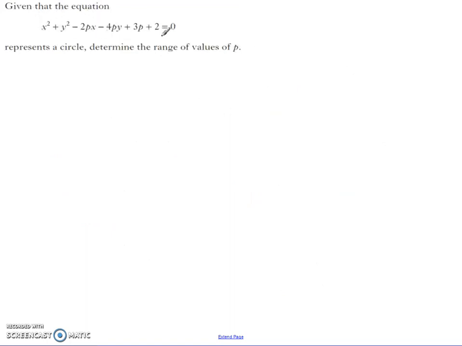Second question: given that this represents a circle, determine the range of values of p. So we need to figure out the condition on p that allows us to say the circle exists. Well, the biggest thing that you have to remember for a circle to exist is that it has to have a radius bigger than 0. Now remember, the formula for the radius is r equals the square root of g squared plus f squared minus c. So the bit in the square root, g squared plus f squared minus c, has to be bigger than 0 for it to exist at all.